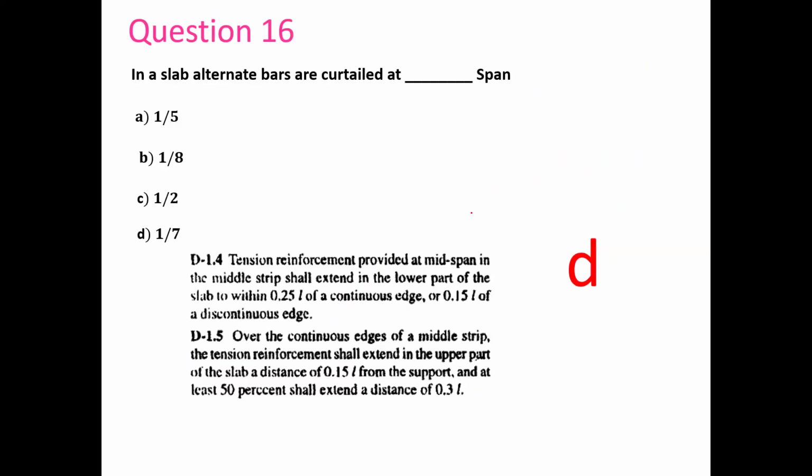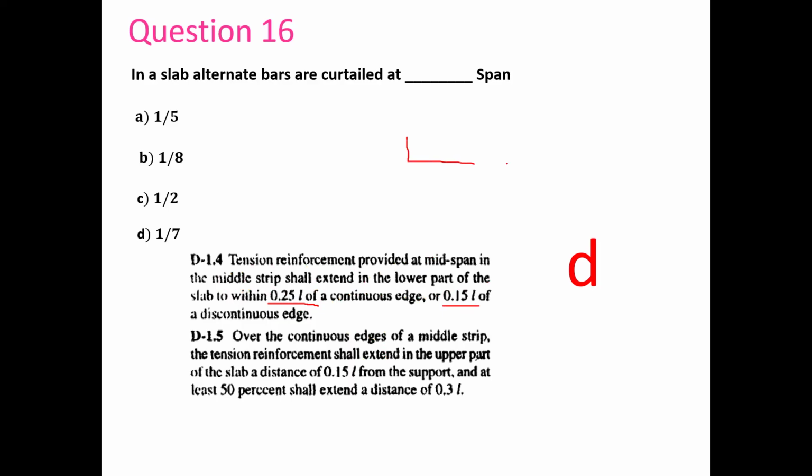Now you can go to D dash 1.4 and here they have mentioned, you can see this: tension reinforcement provided at mid-span in the middle strip shall extend at the lower part of the slab to within... Means for continuous support it is 0.25 and for discontinuous we have 0.15.